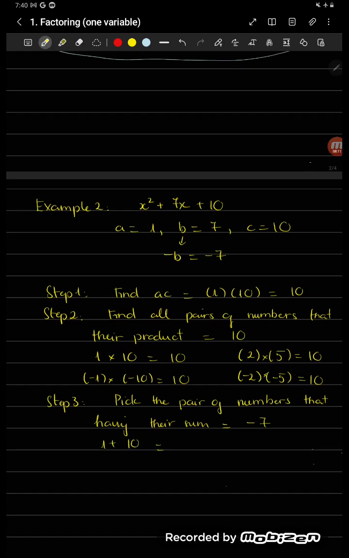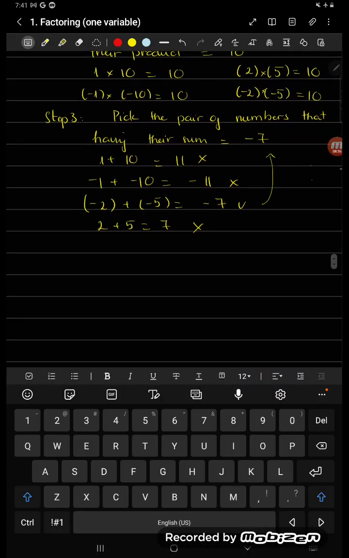So 1 plus 10 equals 11, so not. Negative 1 plus negative 10 equals negative 11, so no. We have negative 2 plus negative 5 equals negative 7. Yes, that's what we need, right? And then 2 plus 5 equals 7, so it's positive. No, we don't take it because we need negative 7.